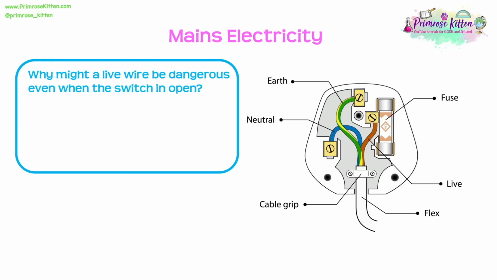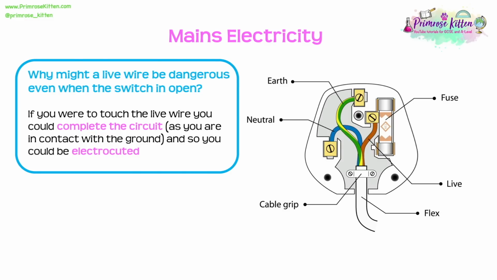We need to know why a live wire might be dangerous even when the switch is open. And this is a really important question because, of course, if the switch is open, you might think that the current can't flow. However, if we were to touch the live wire, we could ourselves complete the circuit. And this is because we are, of course, in contact with the ground. And so that current will flow through our bodies into the ground. And so we could be electrocuted. And that's why that live wire is always dangerous, even when the switch is open.